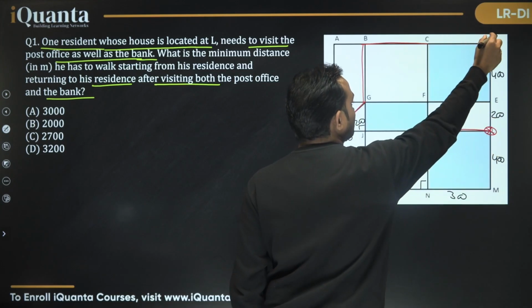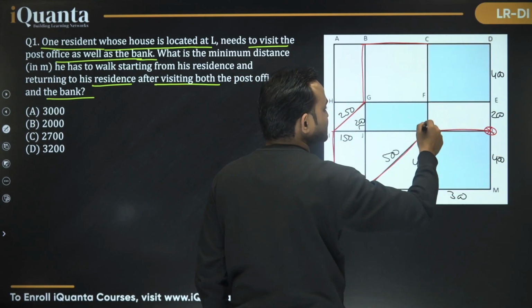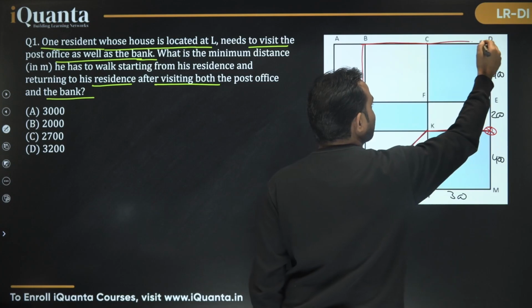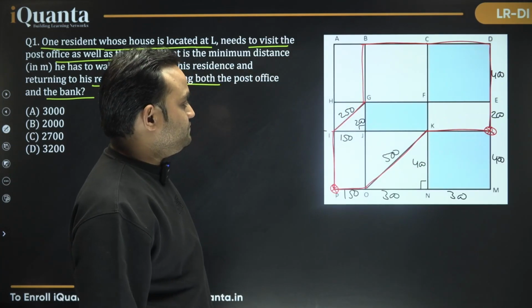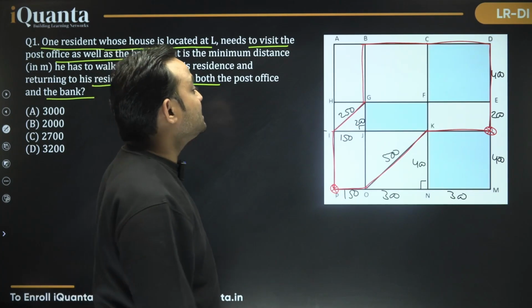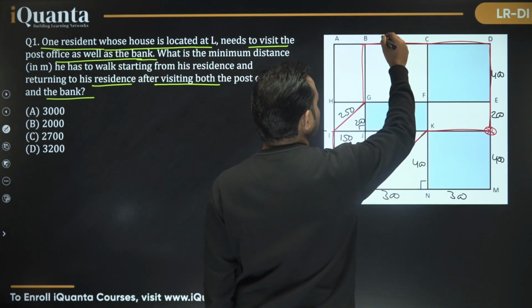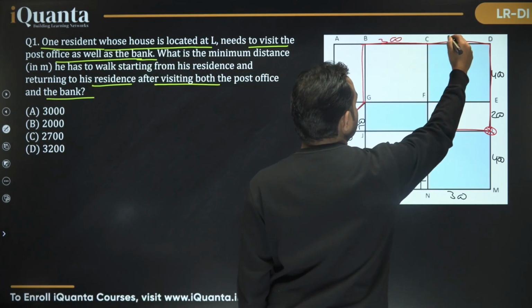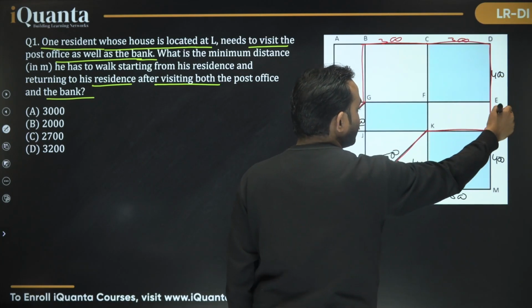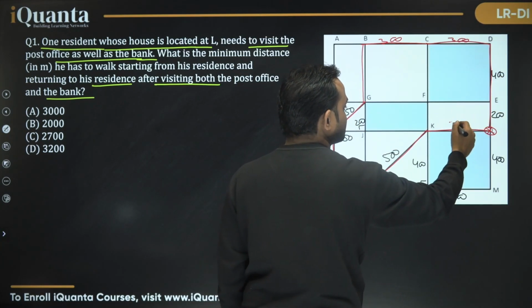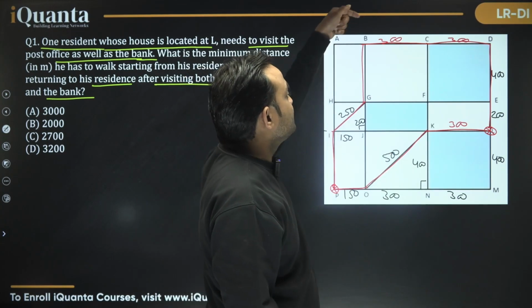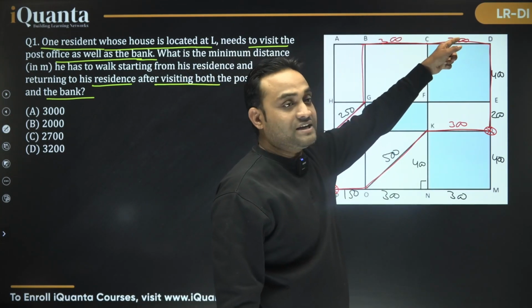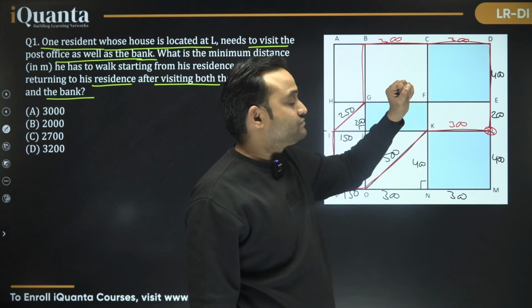Either he can go from D to L or C to K and then L, doesn't matter. Both of these distances will be the same. So what we can say the total distance will be. This is 300. This is also 300. This is 400, 200. This is 300. This is 500. This is 150. So let's calculate it. 300 plus 300 is 600 plus 400.